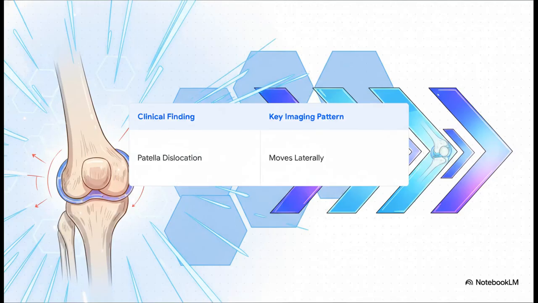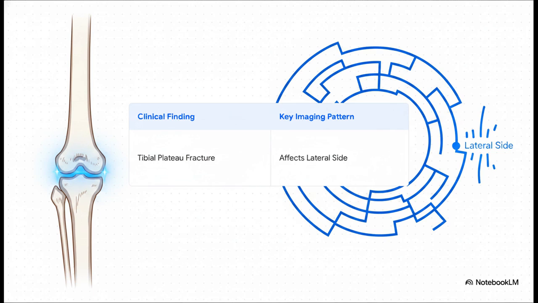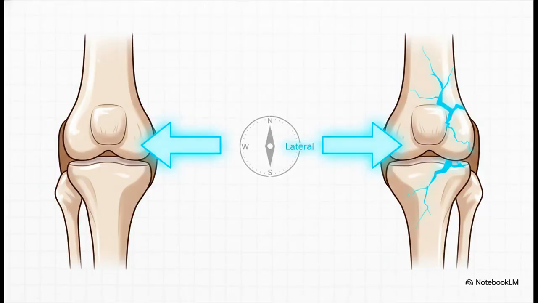First up, patella dislocation. The key thing to remember, it almost always moves laterally. And it's a similar story for tibial plateau fractures. The lateral side is the most common spot. So the key for both of these knee patterns, just think lateral, lateral, lateral.